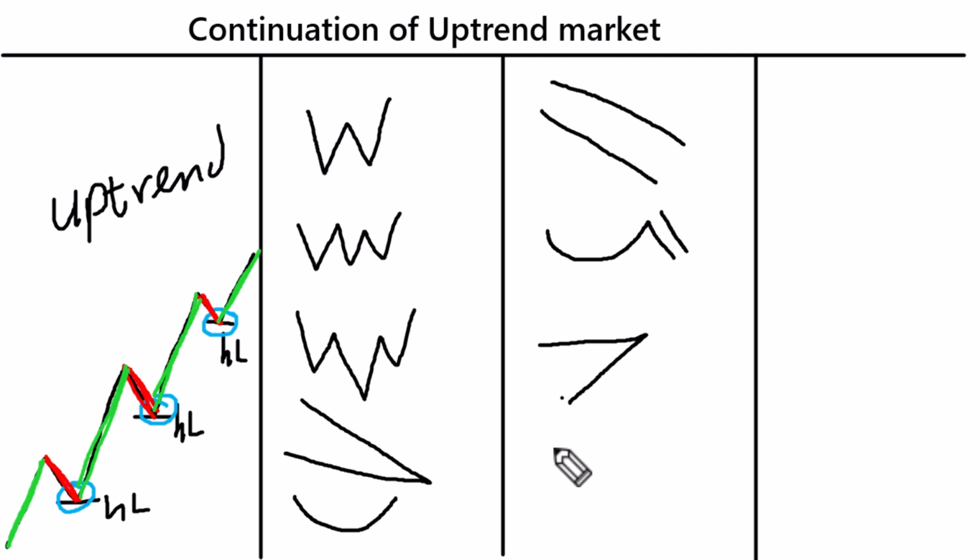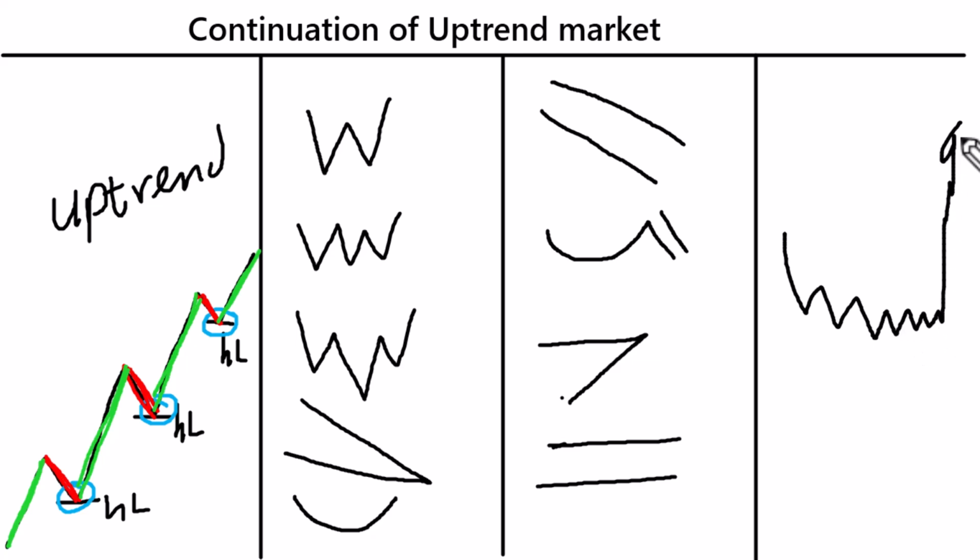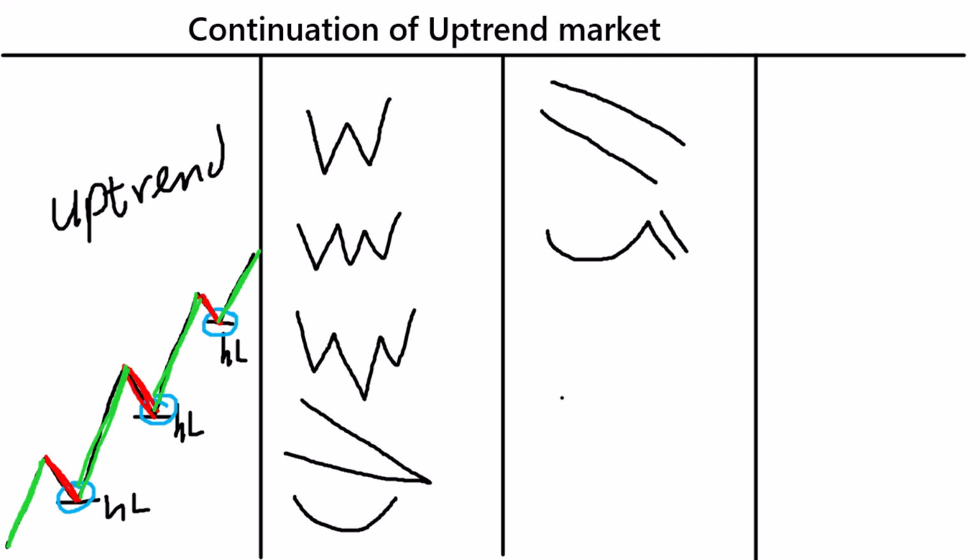Rectangle can as well form, but I'll prefer to put this under the bilateral, because the market can dip down like this and then range like this and then go up and continue up. So rectangle can also be used. They can also be used. Rectangle can also be used. So let's just put it there.